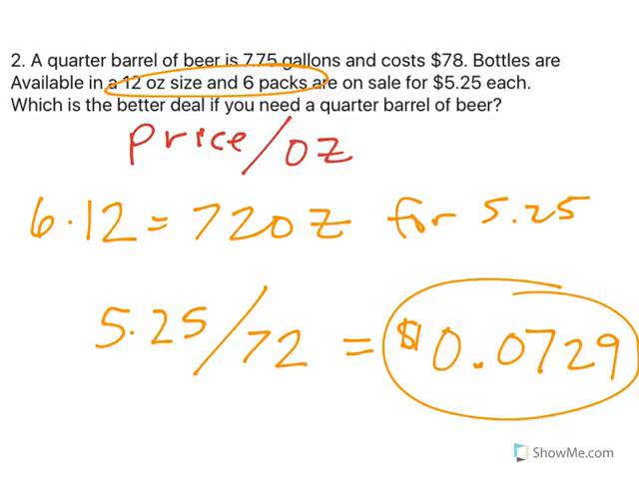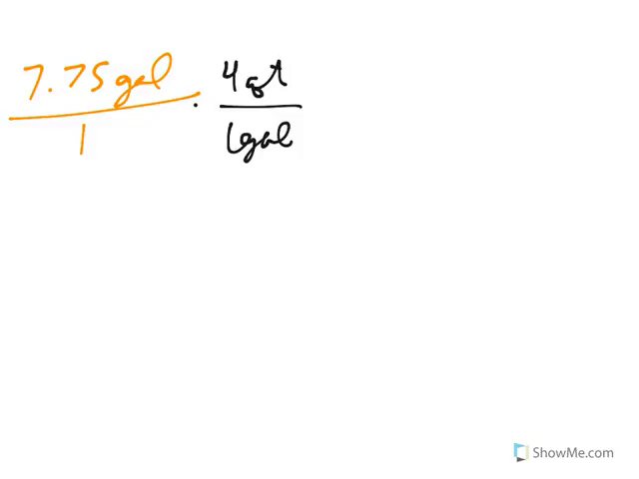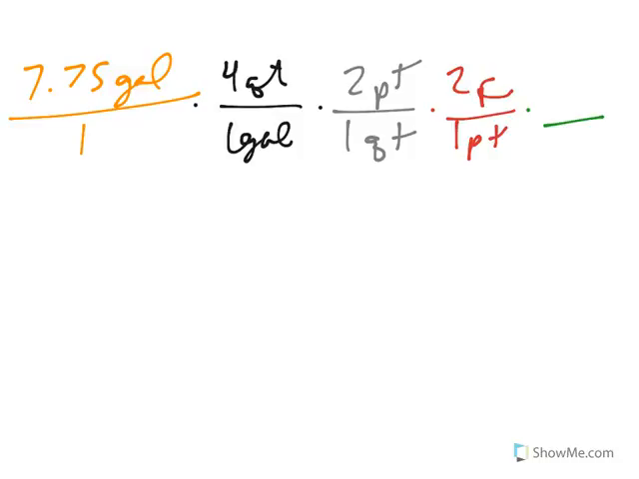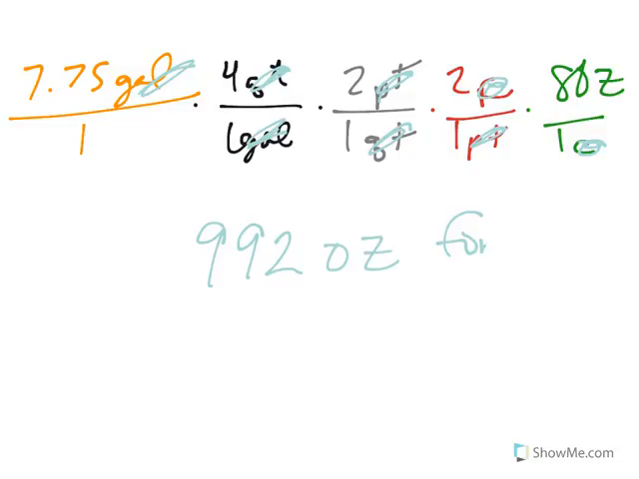Now, the quarter barrel beer is a little bit more involved. We have 7.75 gallons, and I need to change that to ounces. So 1 gallon is 4 quarts. 1 quart is 2 pints. 1 pint is 2 cups. And 1 cup is 8 ounces. So when I do that, the cups cancel out with cups, pints, quarts, gallons, and I'm in ounces. When I multiply straight across, I get 992 ounces for $78.